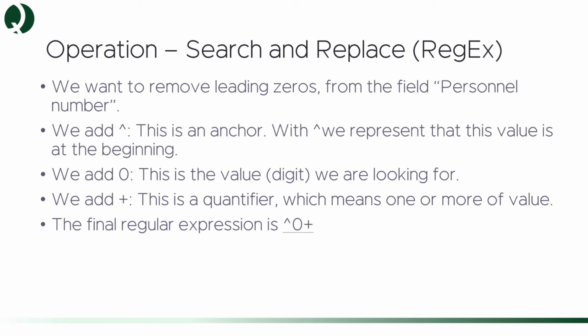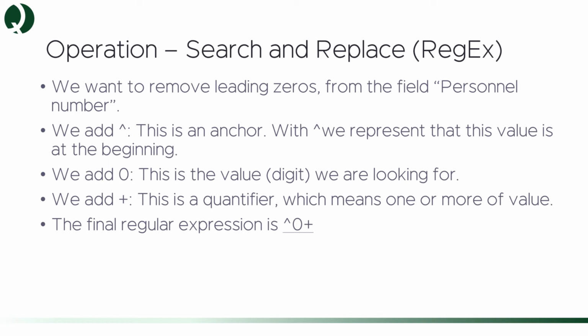Before we see how to create a regular expression search pattern, we want to have a look at our use case. We want to remove leading zeros from the field account number of vendor or creditor. To accomplish this, we need to create an expression that displays only leading zeros. We begin with adding a caret. This is an anchor, and with the caret we represent that the following value has to be at the beginning. Then we add the digit 0, which is the digit we are looking for, because we want to remove leading zeros.